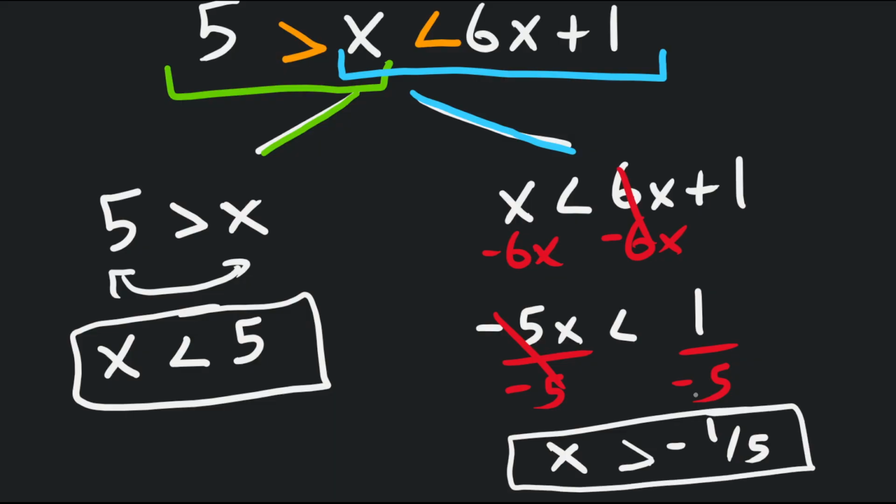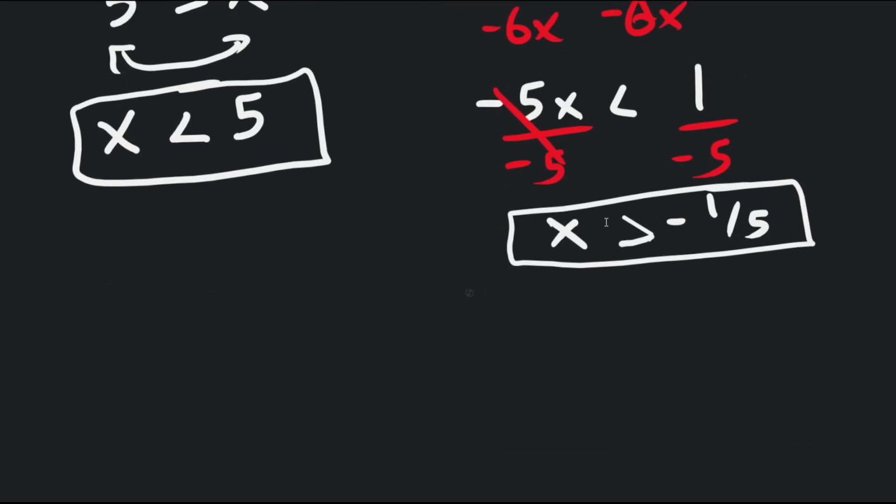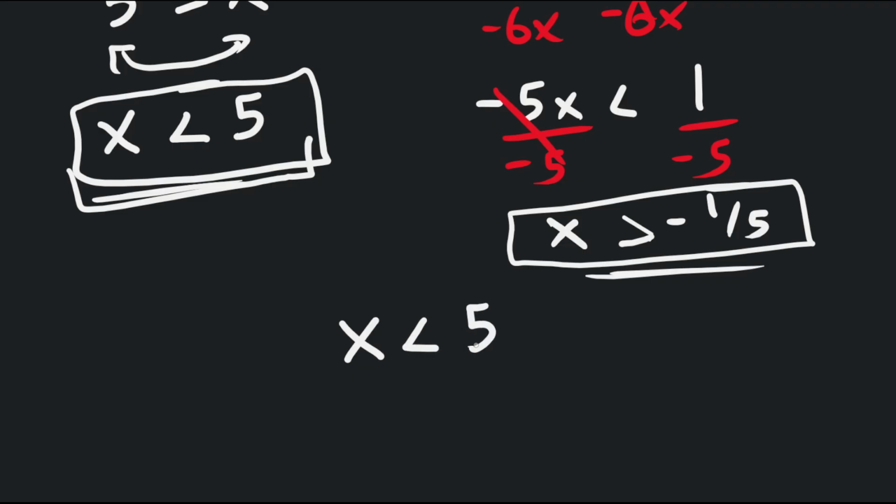Okay, so we're very close. We've actually found two pieces of the solution. So right here we have x is less than 5, and over here we have x is greater than negative 1/5. So how do we represent this on a number line? Well, first, before the number line, how do we represent the solution in compound form? So what we want to do is put an x in the middle, and let's write this one out first. X is less than 5.